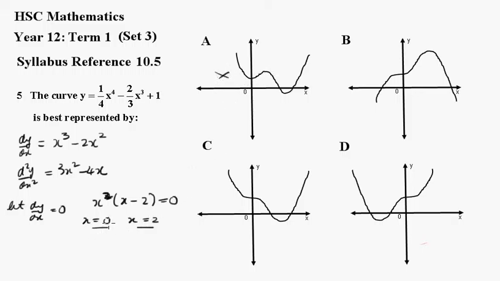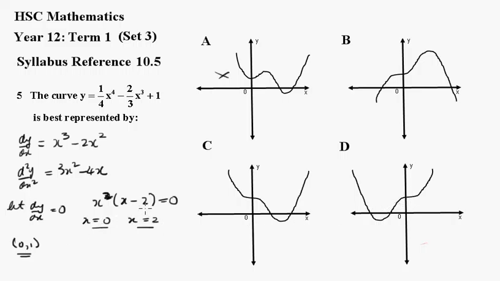Now, when we put in 0 back in the original function, we get it's going to be 0, 1. Now, when we put 0 back into the second derivative, we actually get 0. So we suspect this is going to be a horizontal point of inflection, which of course doesn't give much information at all, does it? Because all these are horizontal points of inflection here.